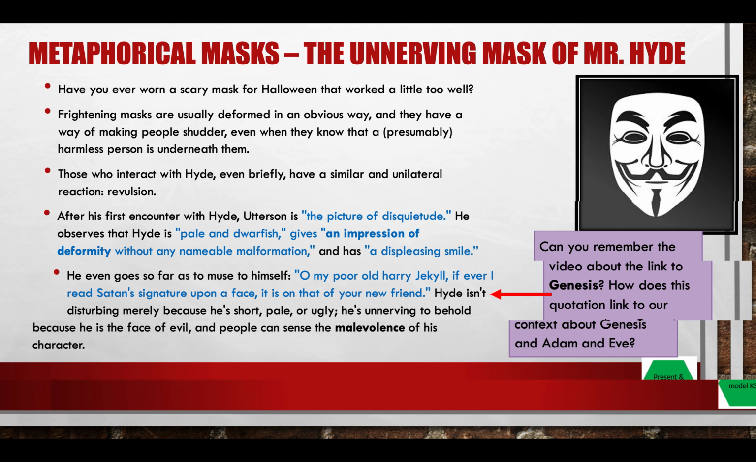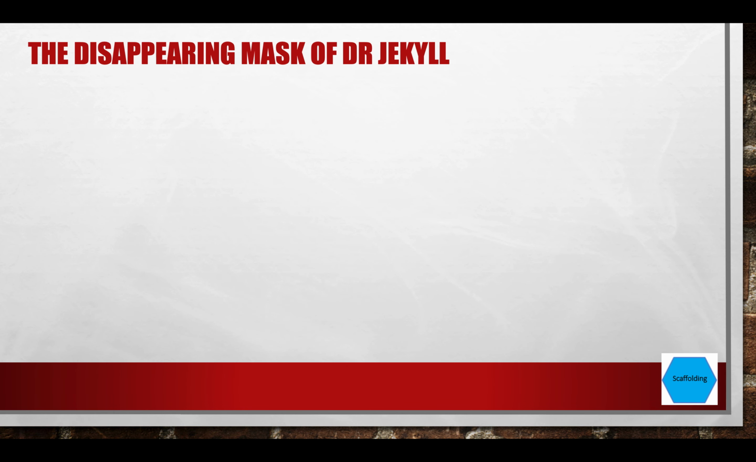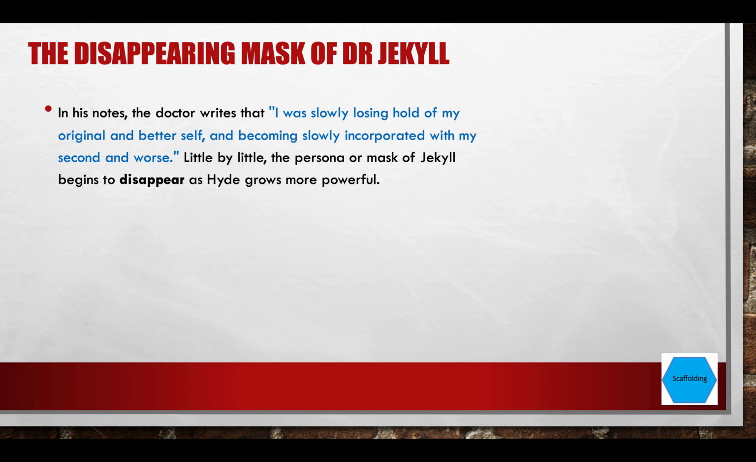Okay, let's move on. Okay, the disappearing mask of Dr. Jekyll. So in his notes, the Doctor writes, "I was slowly losing hold of my original and better self and becoming slowly incorporated with my second and worse." Little by little, the persona or mask of Jekyll begins to disappear as Hyde grows more powerful. Eventually, it is only by a great effort, as of gymnastics, and only under the intermediate stimulation of the drug that he is able to wear the countenance of Jekyll.